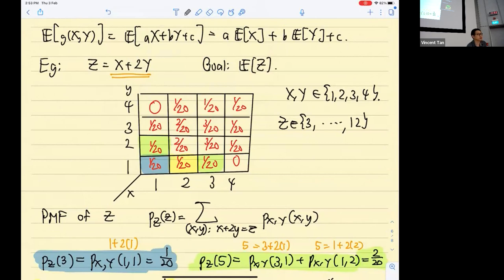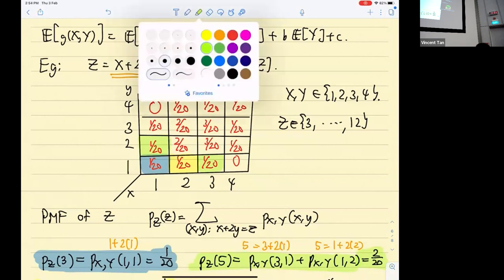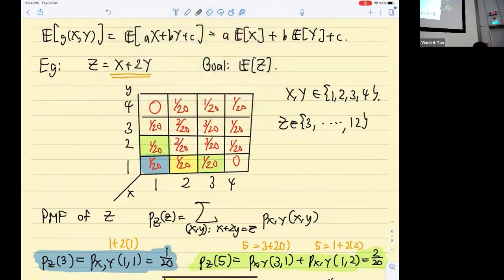X4, Y4. This box here. Okay. This box. No, X4 and Y also 4. I think it's X4 and Y4, this box here.